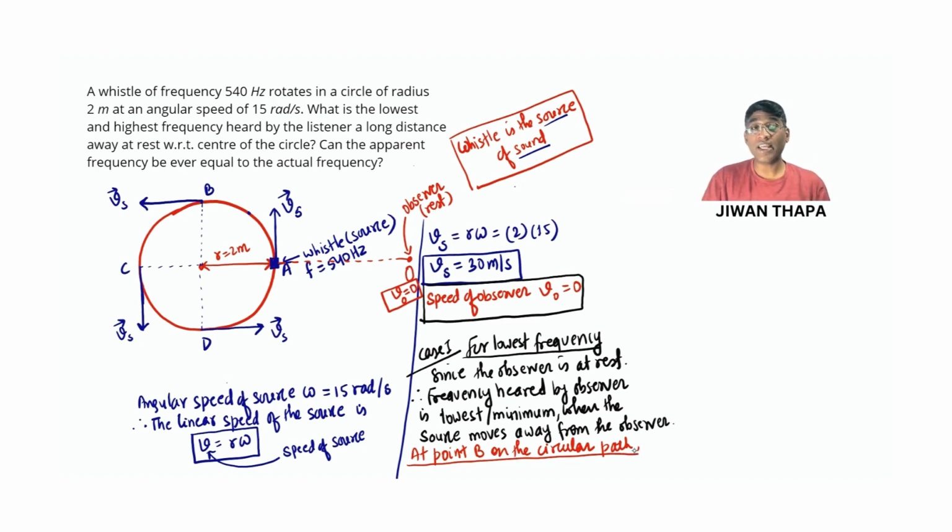the source is directed away. So I'm writing in this way: the source is moving away from the observer. So at point B, okay, we get the lowest or the minimum frequency. Clear? So lowest frequency is obtained, okay, at point B.